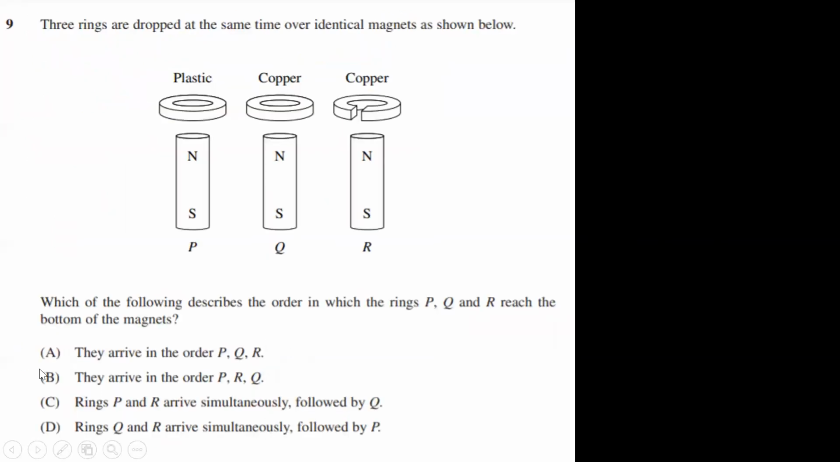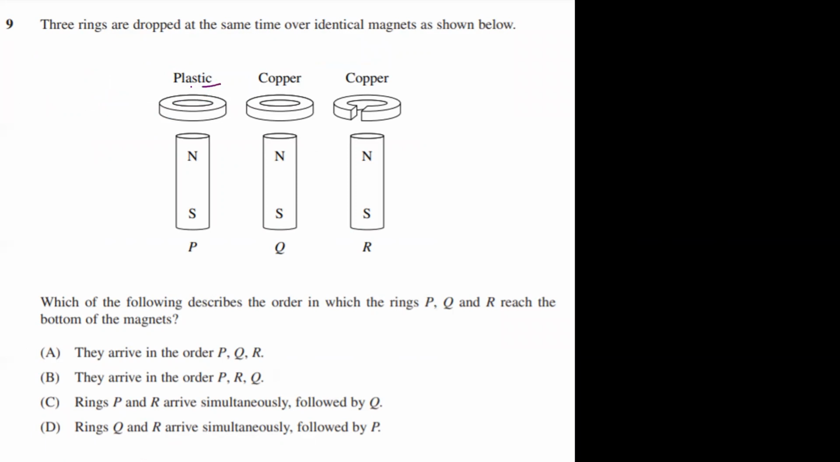Let's go to the next question. Question 9 of 2005. Three rings are dropped at the same time over identical magnets as shown. Which of the following describes the order in which the rings P, Q, and R reach the bottom of the magnet? Okay, let's look here and see what we have.